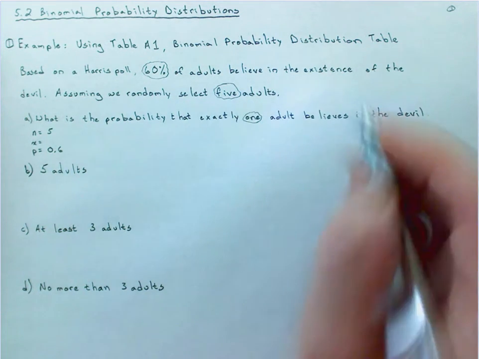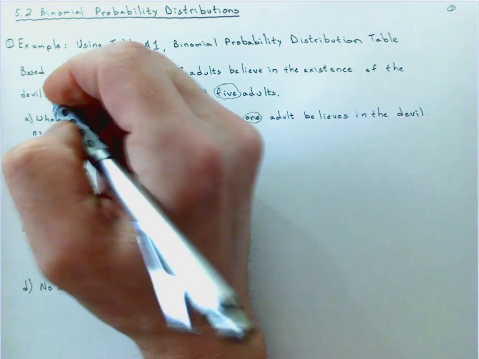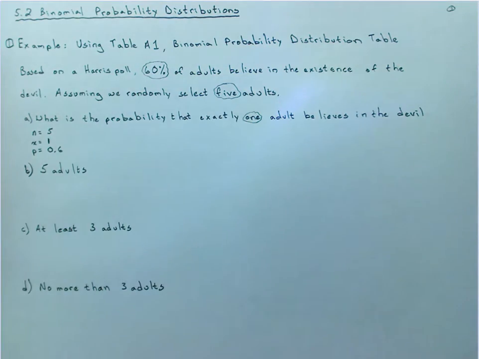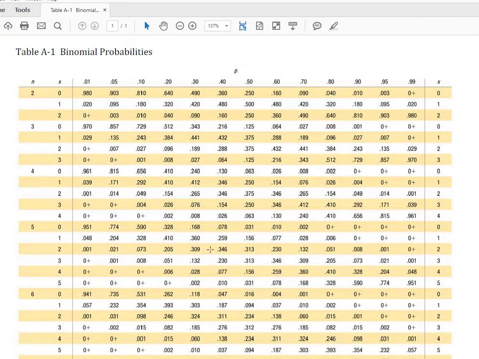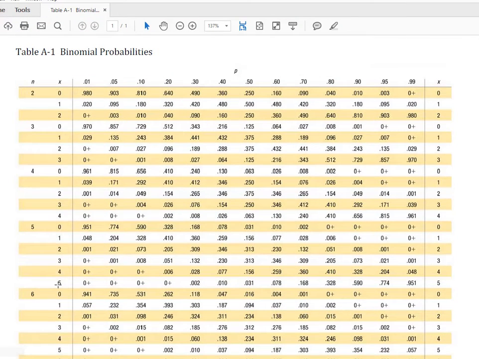So that's the only thing that's going to change: the value of X in this problem. Now all I'm going to do is use my table. I had N equal to 5 and X equal to 1. So 5 and 1, and my percent was 0.6. So I go across until I hit 0.6.